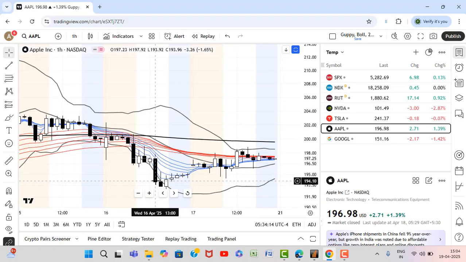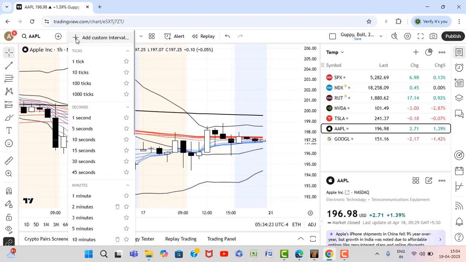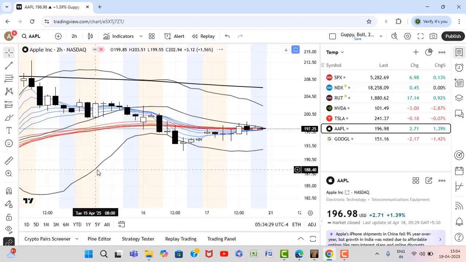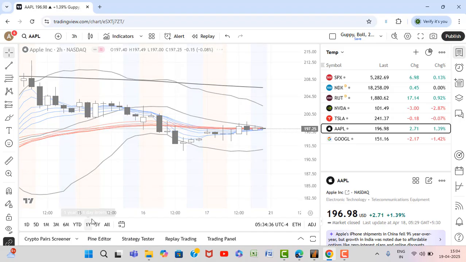So this is the hourly chart. The layout, or the template, remains the same. Only the periodicity changes, to whatever you want. You can see a two hourly chart, they look similar. You can see a three hourly chart.